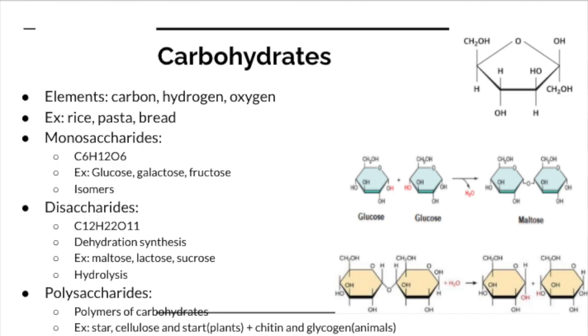Cellulose makes up plant cell walls. Starch is the way plants store carbohydrates. Chitin makes up the exoskeleton in arthropods and cell walls in mushrooms. And glycogen is known as animal starch, which is stored in the liver and skeletal muscle. Cellulose and starch are found in plants, and chitin and glycogen are found in animals.